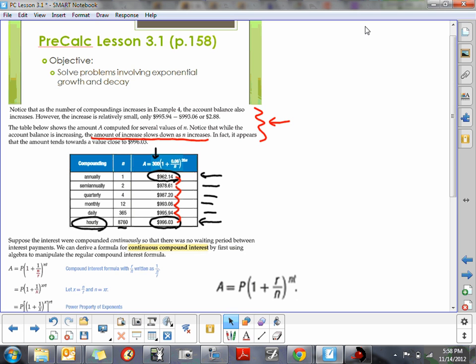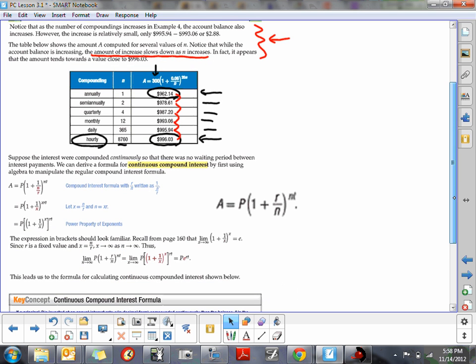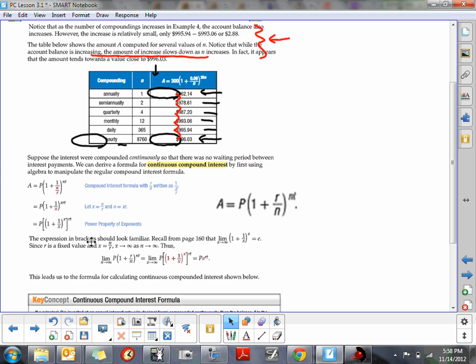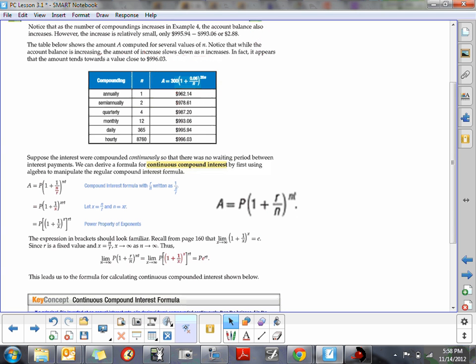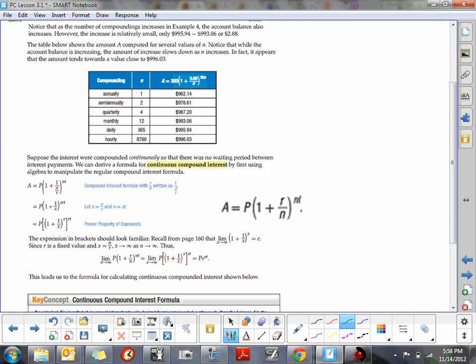All right. What we're going to do is look at a little bit of this derivation. The first thing they do is suppose your interest is compounded continuously so that there is no waiting period between interest payments. You're getting interest upon interest every moment of the day. So if that's the case, we want to see how they make this derivation of this formula. We're going to start off with the compound interest formula that was given to us in the previous one, and then we're going to see how it becomes the continuous compound interest formula.